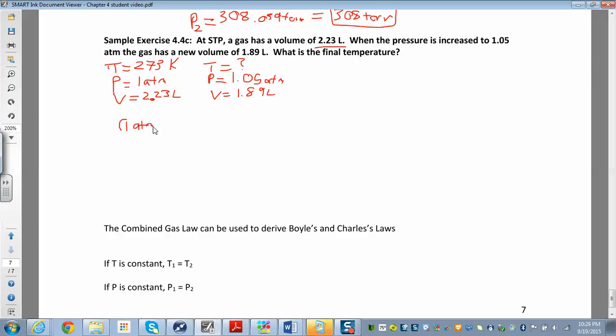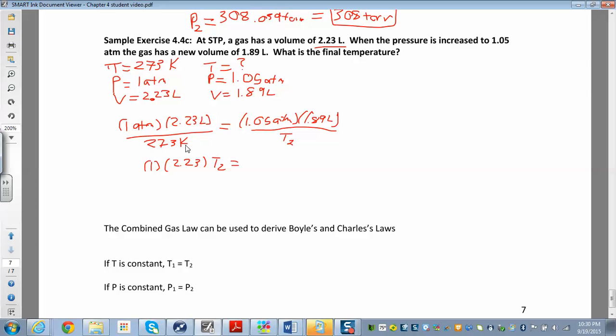P1 times V1 over T1 equals P2 V2 over T2. And look, all our units are the same, right? Atmospheres, atmospheres, liters, liters. So our temperature that we're going to calculate is going to be in Kelvin. Now we're looking for T2. So what you could do is cross multiply and then divide. That's perfectly fine. So you can say 1 atmosphere times 2.23 times T2 equals 1.05 times 1.89 times 273. All I did was cross multiply.